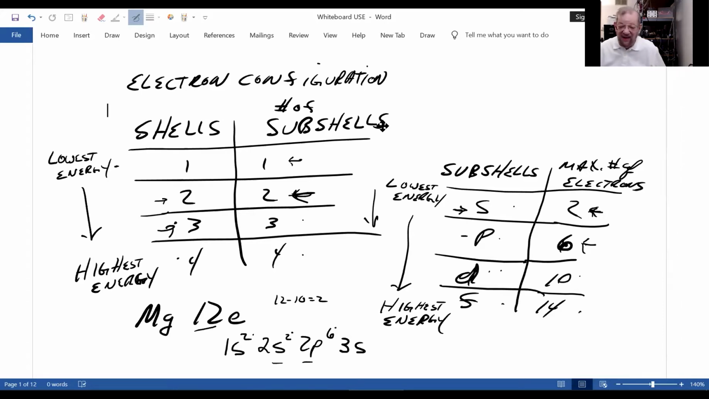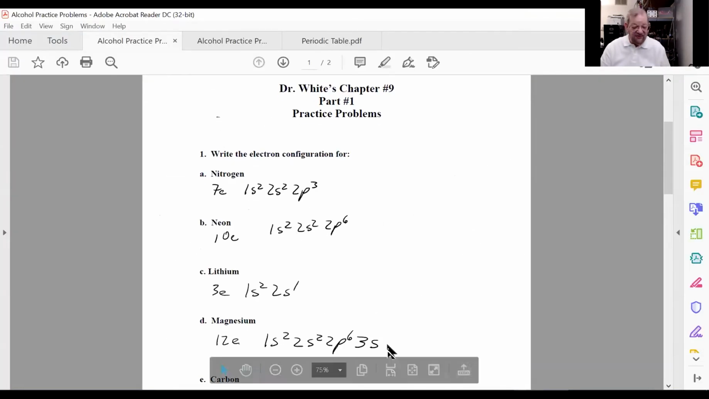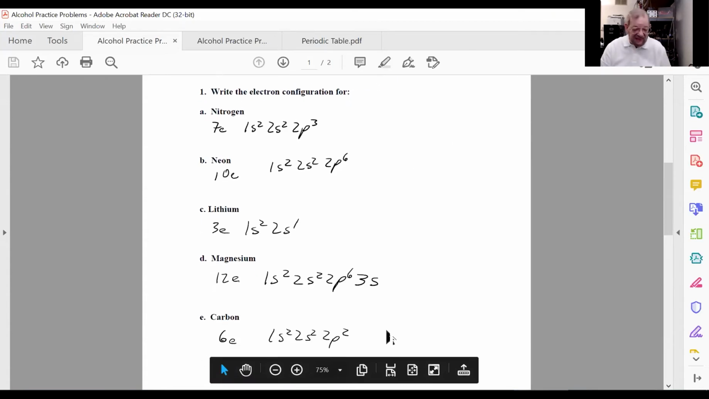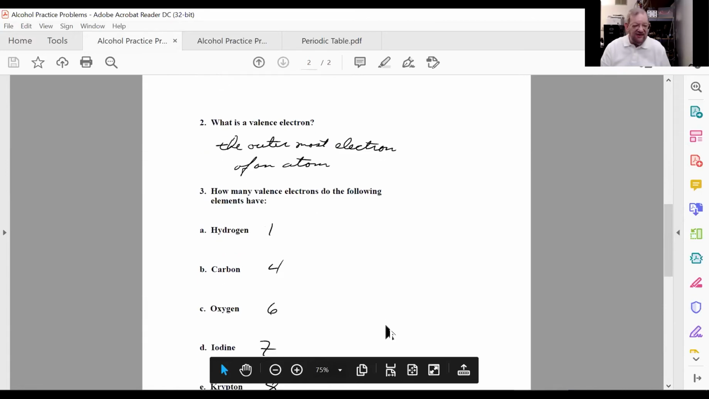How many can I put maximum in any s subshell? 2, I can do that. And now I'm done. That's 1s2, 2s2, 2p6, 3s2. And that adds up to 12, and we're done. And that's how you do it. If you notice, oh, I made a mistake here. The 2 fell off on there. Oops.